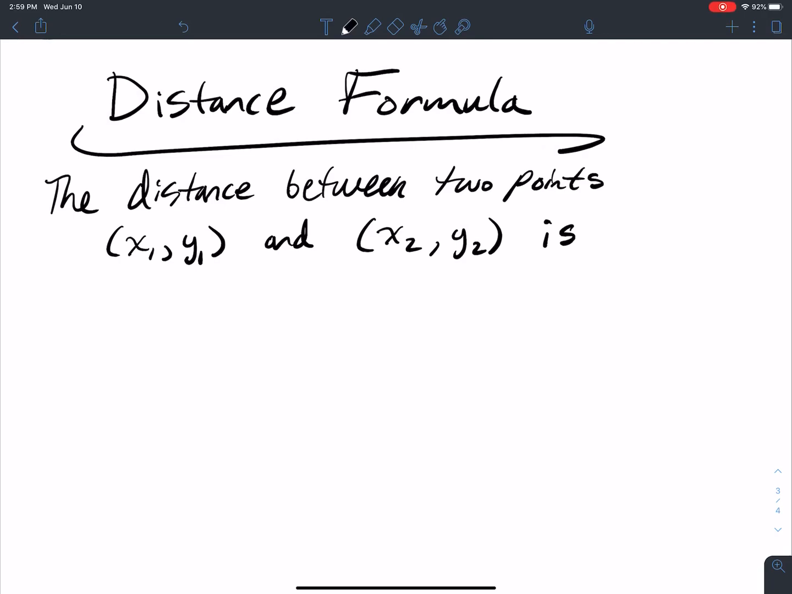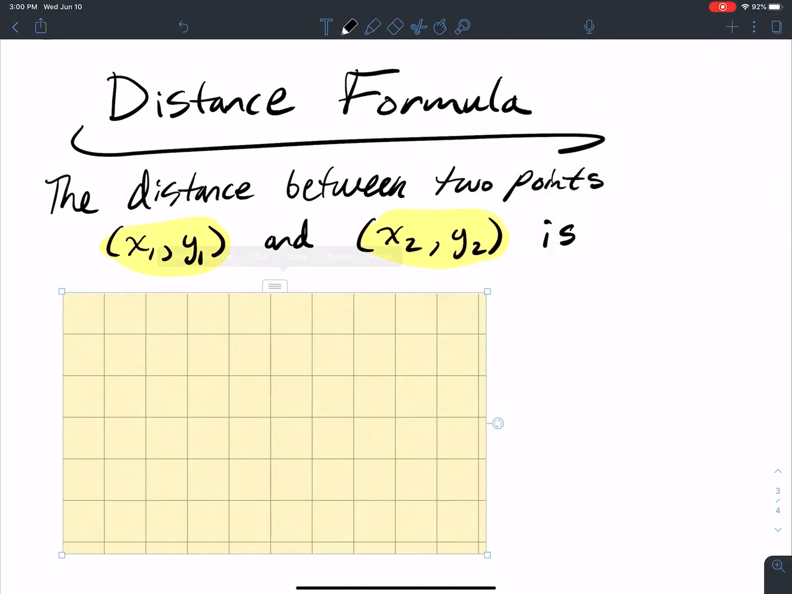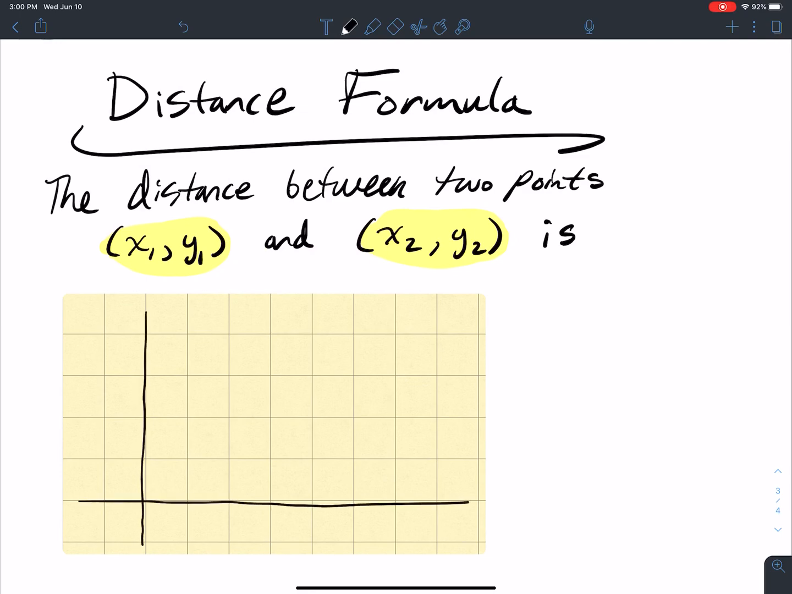So we're going to talk about the distance formula in this video. The distance between 2 points, (x1, y1) and (x2, y2). So let's set up a Cartesian grid here. Okay. So say we've got two arbitrary points.